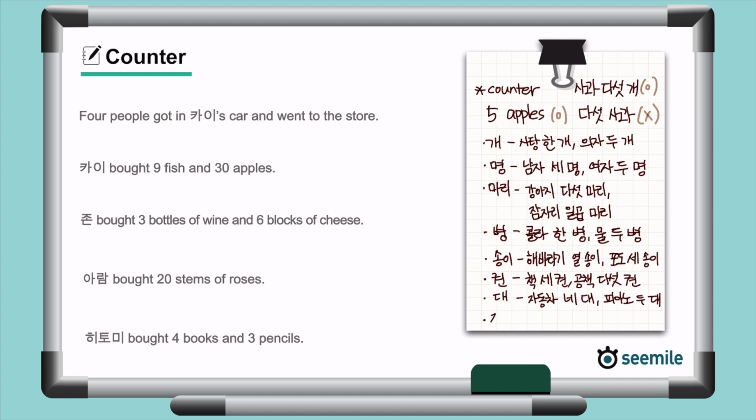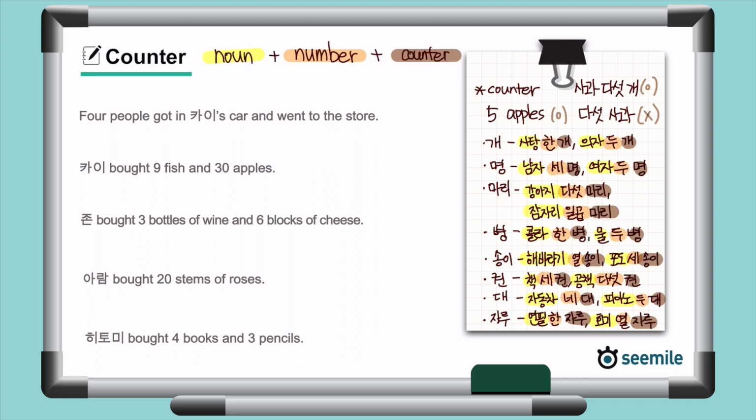Lastly, 자루. It is a unit for counting long writing instruments, tools, or weapons, as in 연필 1자루, 1 pencil, 호미 10자루, 10 hoes used for digging out sweet potatoes, etc. Did you notice the pattern followed when using a counter word? Yes, noun plus number plus counter.